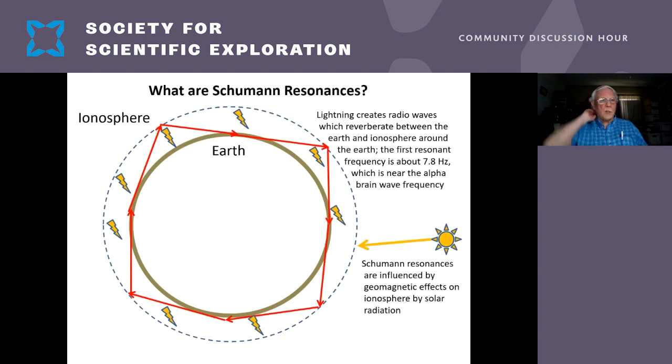Quickly mentioning here, because this comes up a lot in anomalies research, are something called Schumann resonances. What Schumann resonances are is lightning creates radio waves that reverberate between the Earth and the ionosphere around the Earth. They go all the way around the Earth. And the first resonant frequency is about 7.8 hertz, which is near the alpha brainwave frequency.